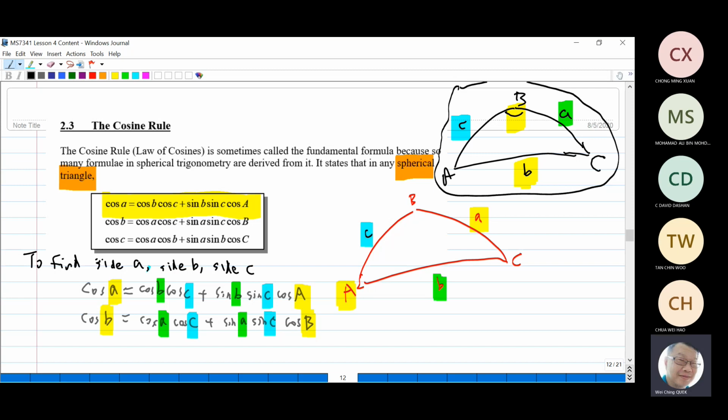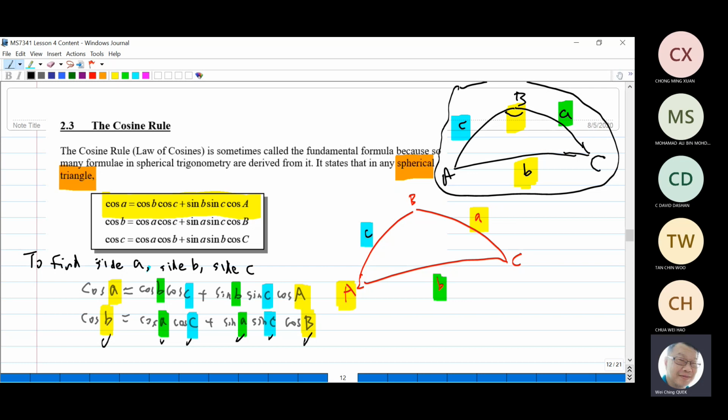If you start with this one, side B here, the yellow one, the last one is angle B, cosine B. Then the adjacent angles of angle B are A and C, so there's cosine A, cosine C, then sine A, sine C. And this is how you apply this law of cosine.